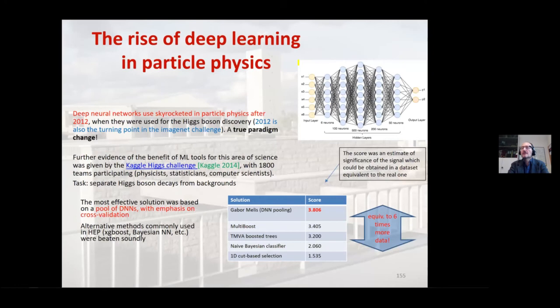This is an example. The Kaggle challenge was made in 2014 to actually test the different machine learning tools. They asked people to classify signal versus background. The signal was H to tau tau in the ATLAS detector. And 1,800 teams participated. And it turned out that an analysis done as you would have done it 30 years ago was much less performant than the winning solution, which was based on pooling a set of deep neural networks. This is equivalent to having six times more data. And you know that data is valuable, costs money, costs even electricity to run the accelerator. Okay, so this is very relevant for us.